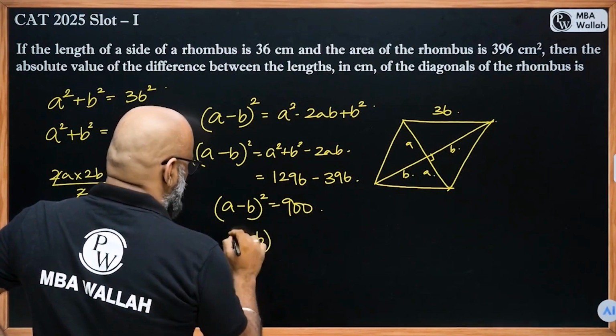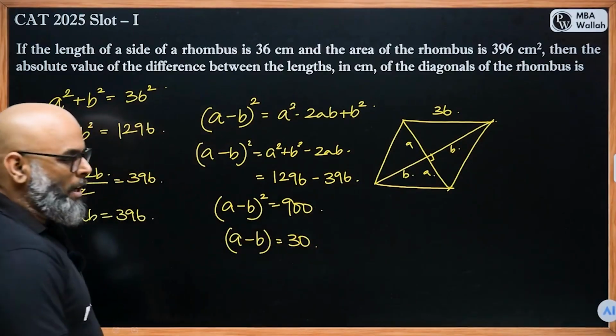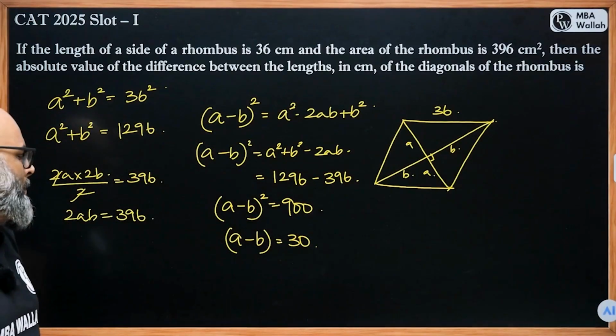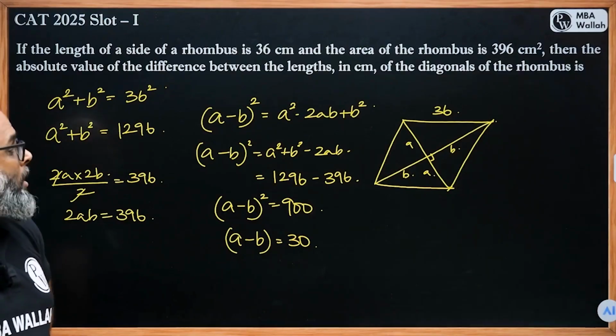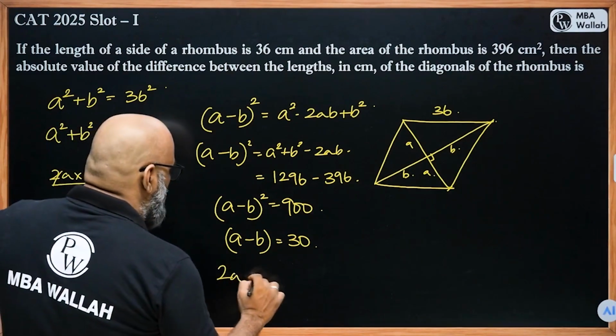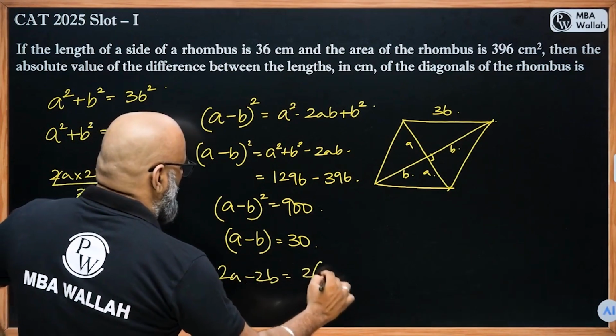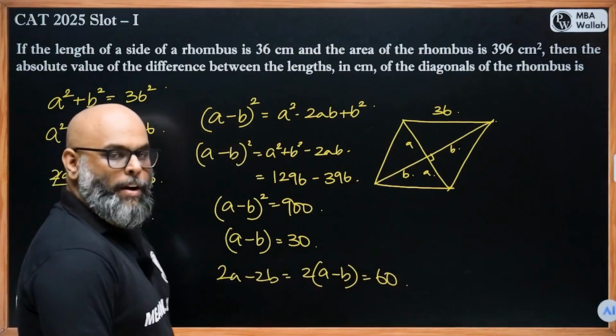A minus b is equal to plus or minus 30, but here it is plus 30 because it's the difference of the sides. Absolute difference is 30. I have a minus b is 30, but I don't want a minus b. I want 2a minus 2b, just 2 times of a minus b. That will be 60.